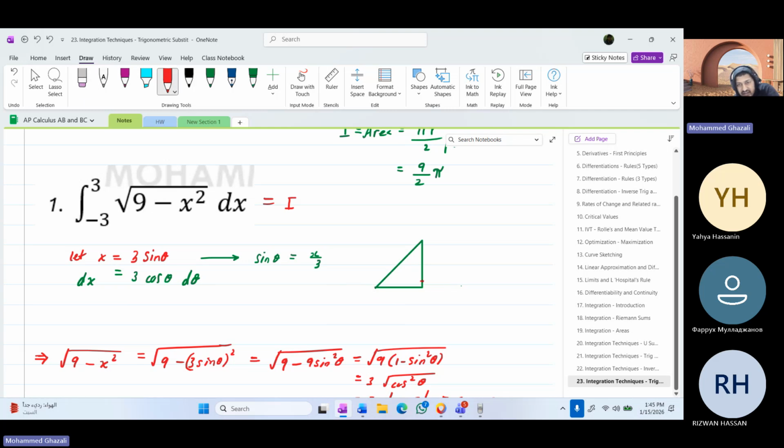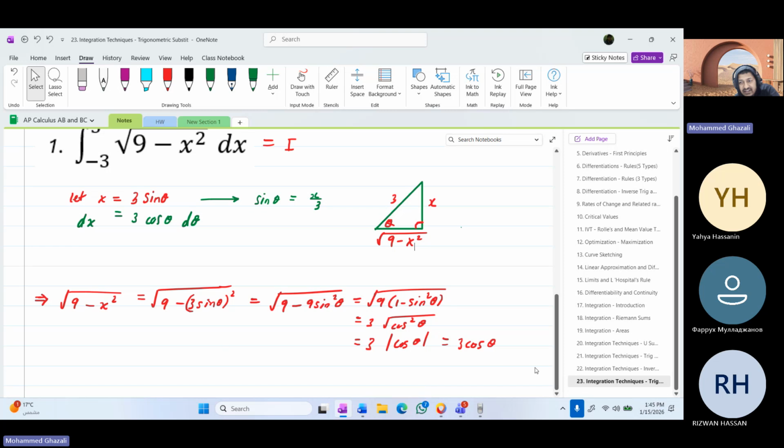What I mean by that is, let's draw a triangle. Sine theta, theta is the angle. Sine is opposite over hypotenuse. There's x, opposite, hypotenuse is 3. And what's the adjacent? Adjacent is the square root of 9 minus x squared by Pythagoras. So great, we can see that the square root form appears in the triangle. So we have used the right trigonometric substitution. Now we can simplify the integral.